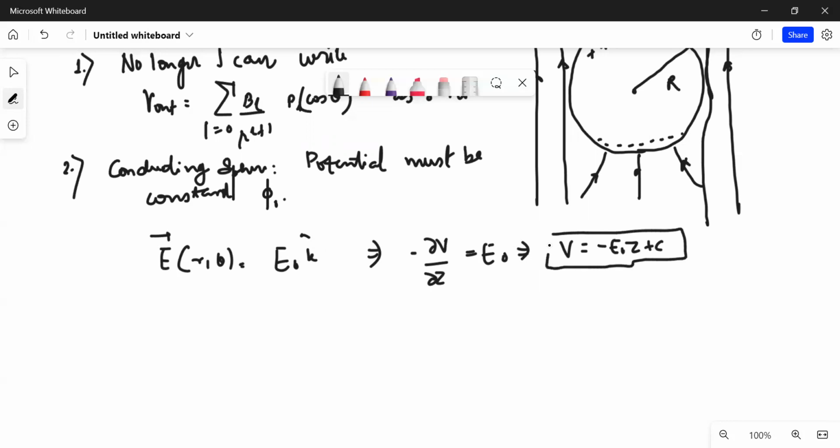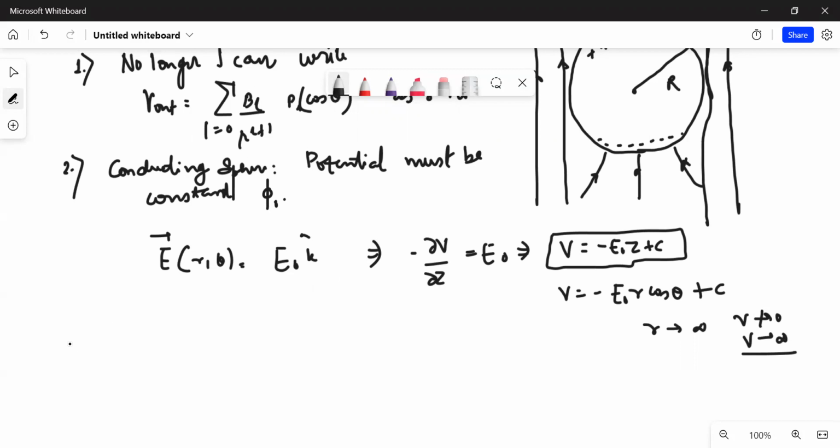Further, as you move along, you can see that your potential, if expressed in r and theta, can be written as minus E naught r cos theta plus C. And you can see that as r tends to infinity, your potential is no longer tending to 0; rather, it is tending to infinity. So no longer can you write that this is the only way to express your potential outside.